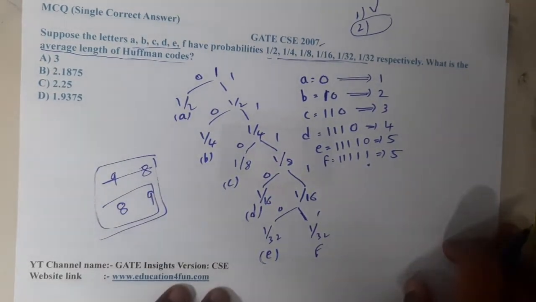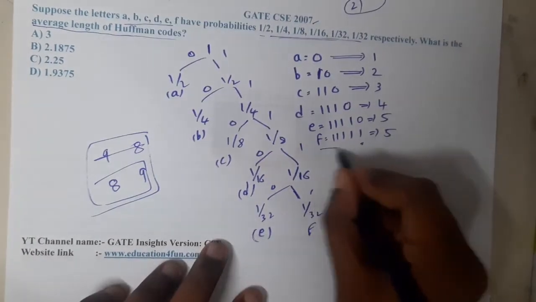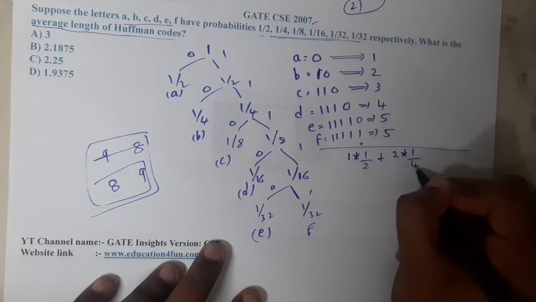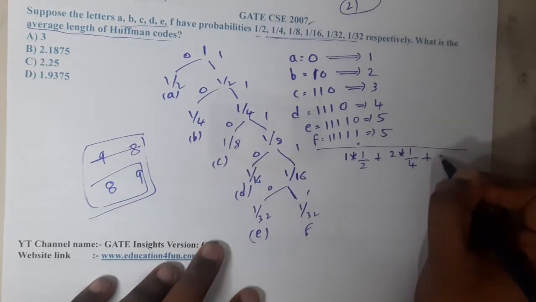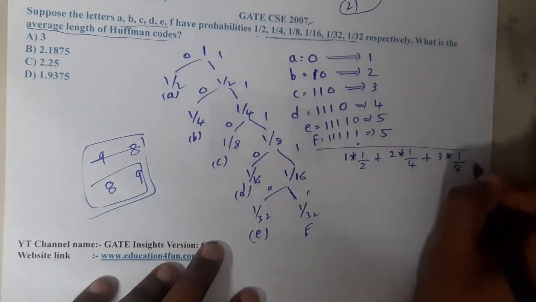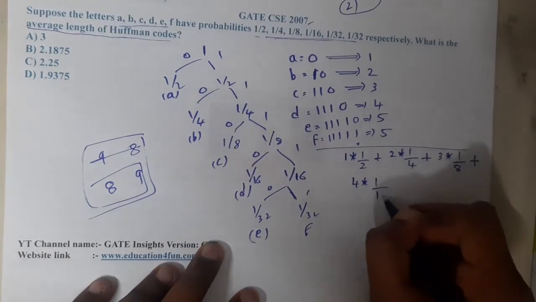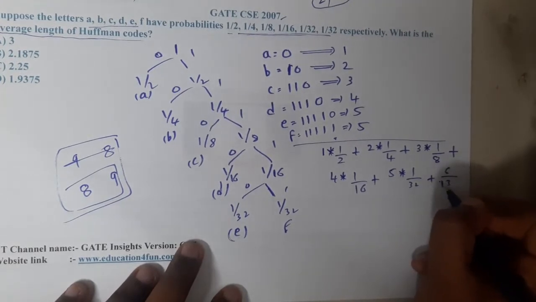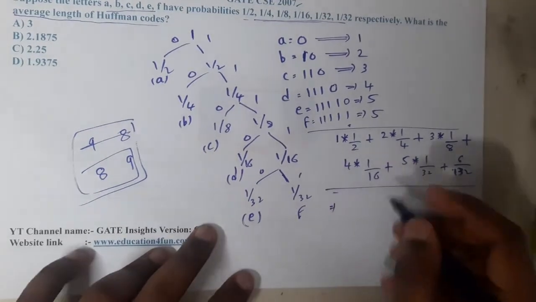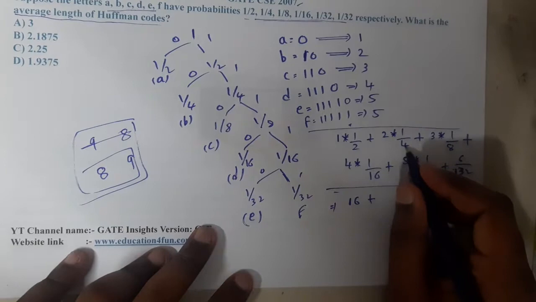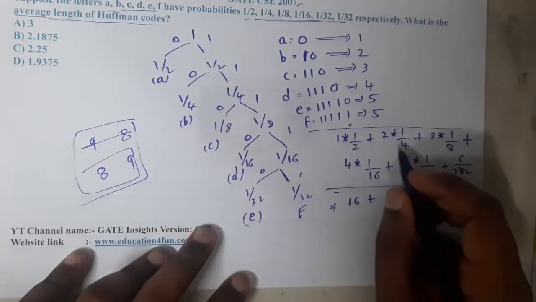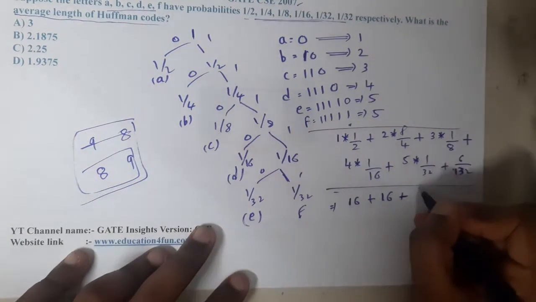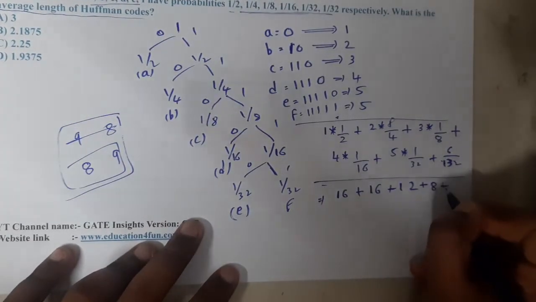Let us start. 1 into 1 by 2, let me write it down here so that it will be clear. 1 into 1 by 2 plus 2 into 1 by 4 plus 3 into 1 by 8 plus 4 into 1 by 16 plus 5 into 1 by 32 plus 6 into 1 by 32. Let us take the LCM, guys, for easy calculation. For the first value it will be 16. For the second value, 16 by 4 gives 4, so 2 into 4 is 8, and 2 into 8 is 16. Plus 4 into 3, that is 12.